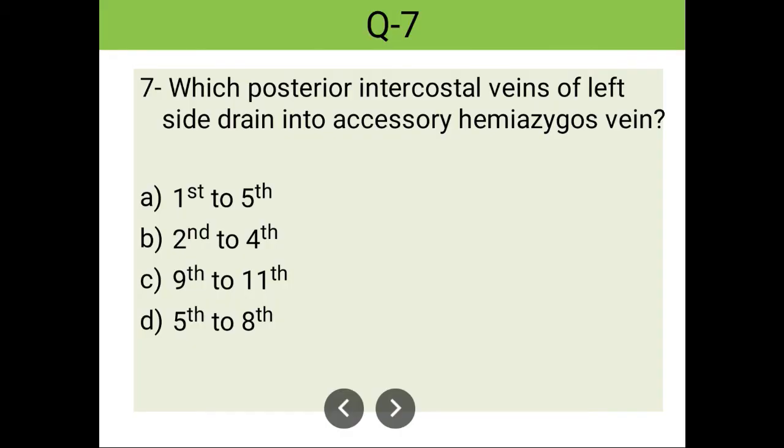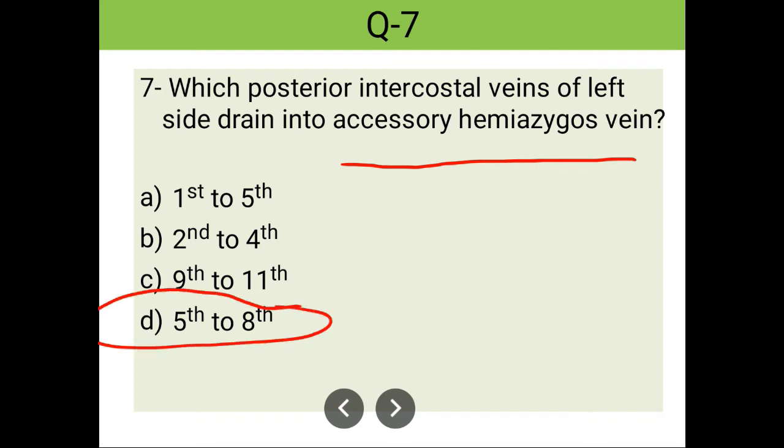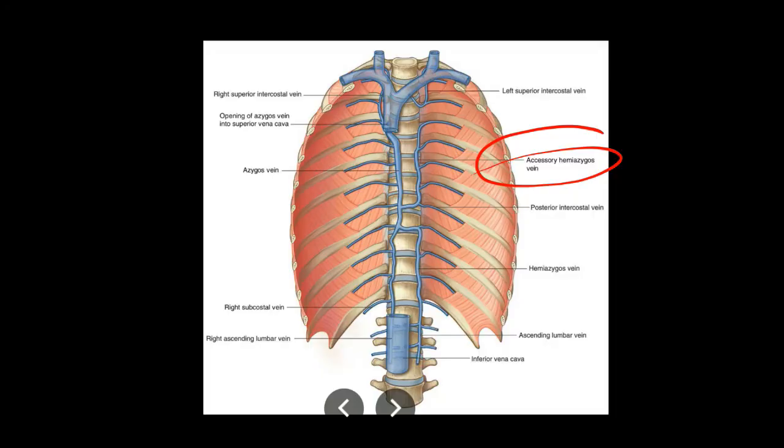Which posterior intercostal veins of the left side drain into the accessory hemiazygos vein? So we have here the accessory hemiazygos vein and the left side. So the best answer is the 5th to the 8th intercostal veins on the left side draining. Here we go to the accessory hemiazygos, and the 5th to the 8th are draining into it.